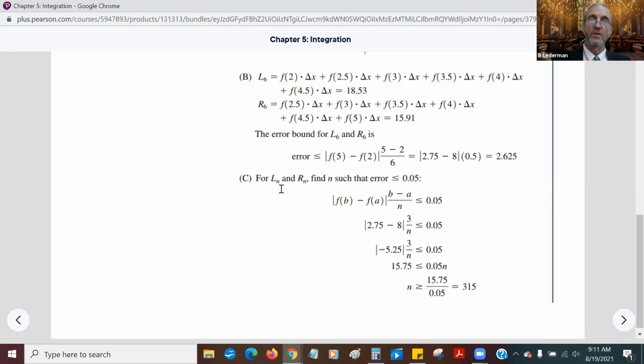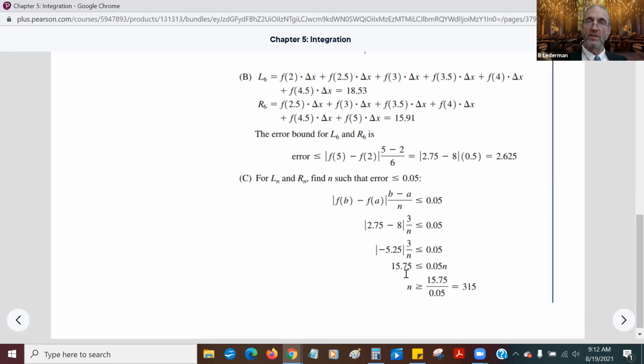So you want to find the value of n that's going to make the error less than 0.5. So I'm going to do f of b minus f of a times b minus a over n. That's the formula for the error. I want to set that to be less than 0.5. Now I plug in 2.75 minus 8, because that's what f of 5 is, and this is what f of 2 is, over n. That's 5 minus 2 divided by n. And now I want to just solve this for n. So I have the absolute value of negative 5.25 times 3 over n is less than 0.5.